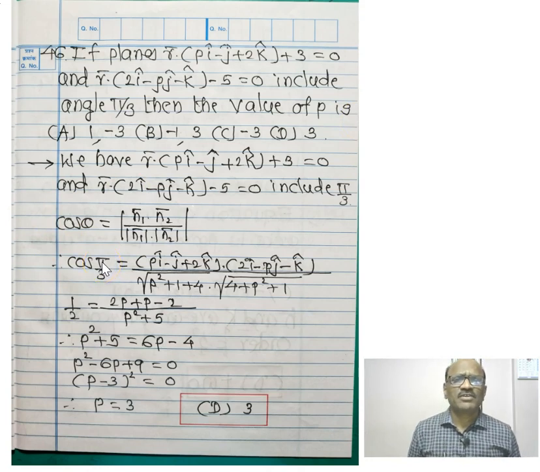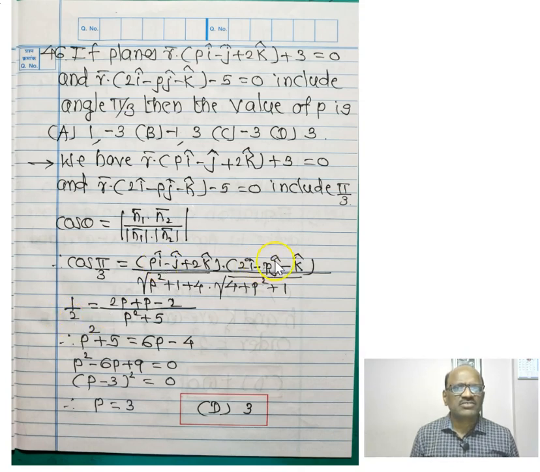Apply the formula for the planes. We have r dot (p i minus j plus 2k) plus 3 equals 0, and r dot (2i minus pj minus k) minus 5 equals 0. The angle between them: cos theta equals the dot product of n1 and n2 upon the product of their moduli. But what is the angle between them? The angle between them is pi by 3, and cos 60 is 1 upon 2.